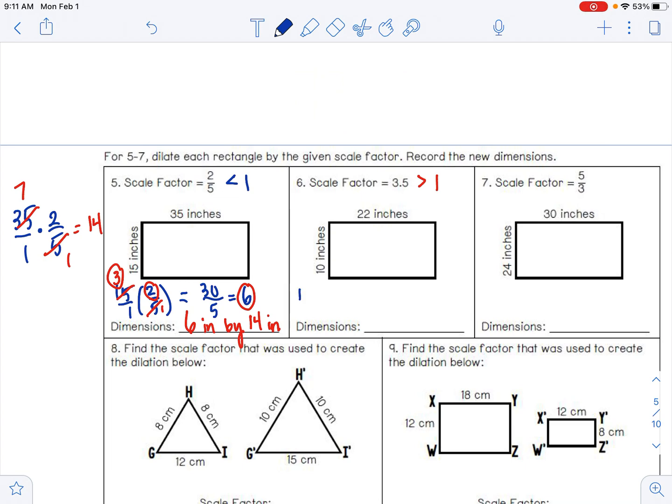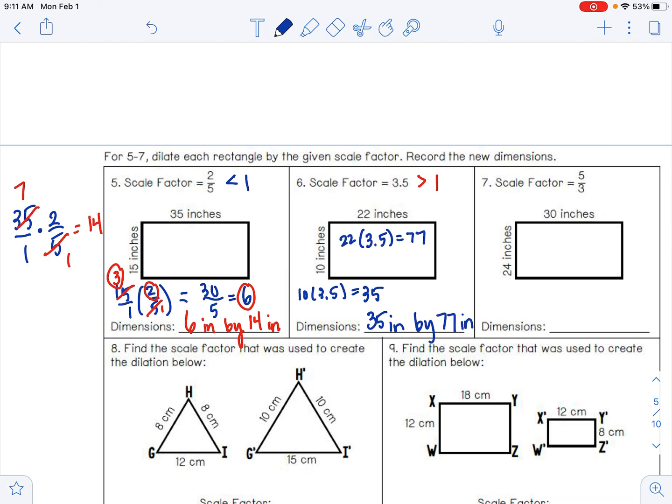All right, so hopefully what you did is 10 times 3.5, which is 35, and 22 times 3.5 with my trusty calculator is 77. So I have a 35-inch by 77-inch rectangle.